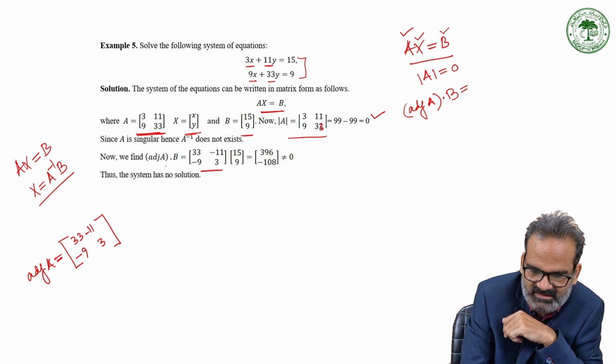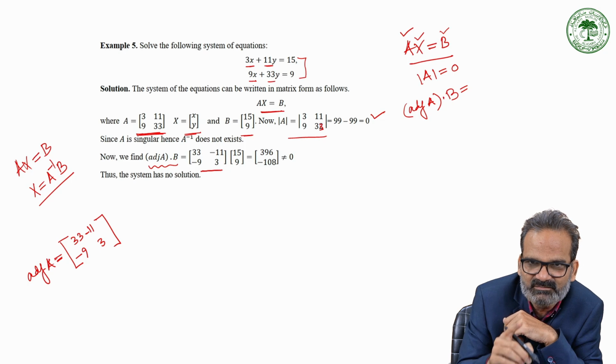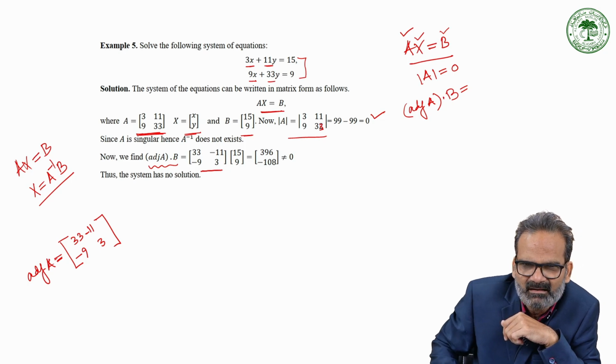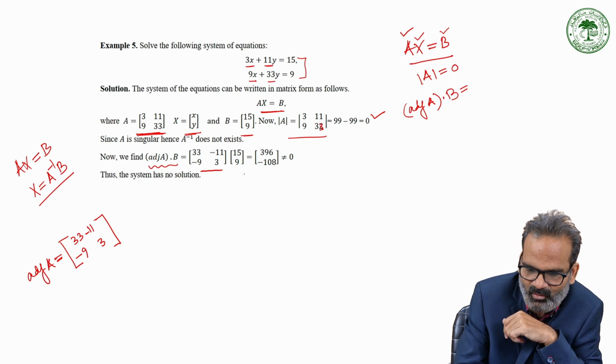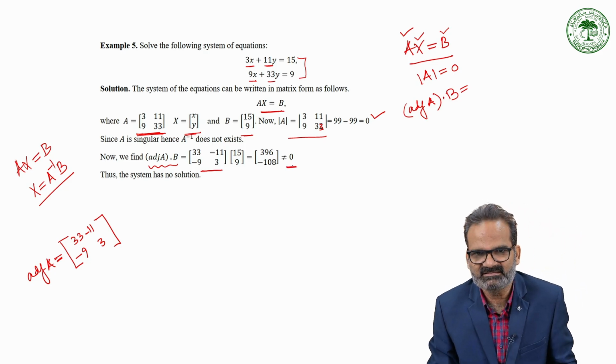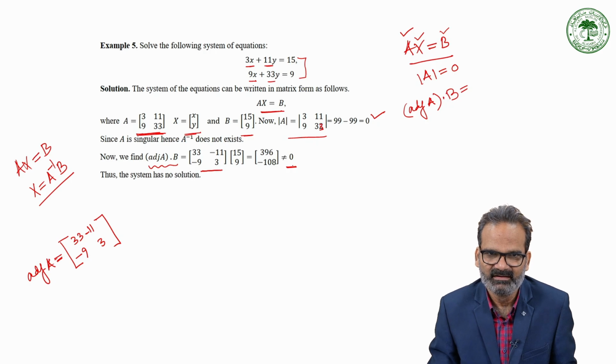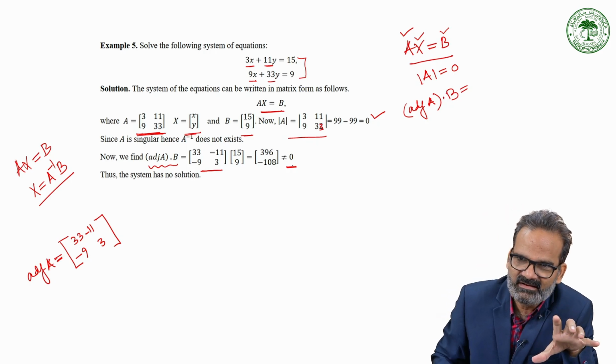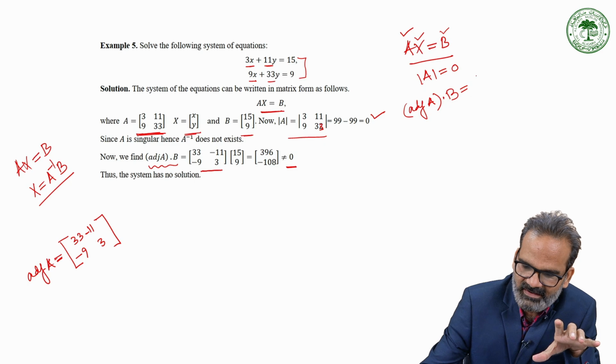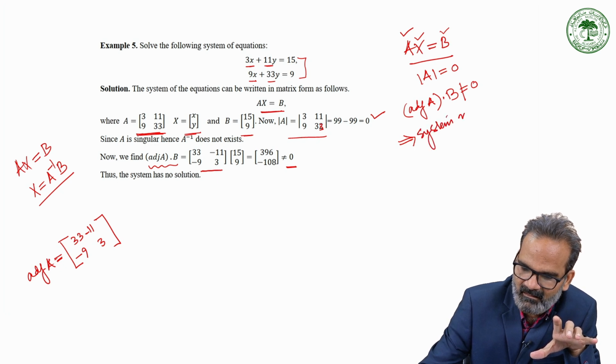So this is the adjoint of A, and if the adjoint of A is multiplied with the matrix B, that is 15 and 9, the product comes out to be a non-zero matrix, 396 and minus 108. So the determinant of A is 0 and adjoint of A times B is non-zero, and you know this implies the system is inconsistent.